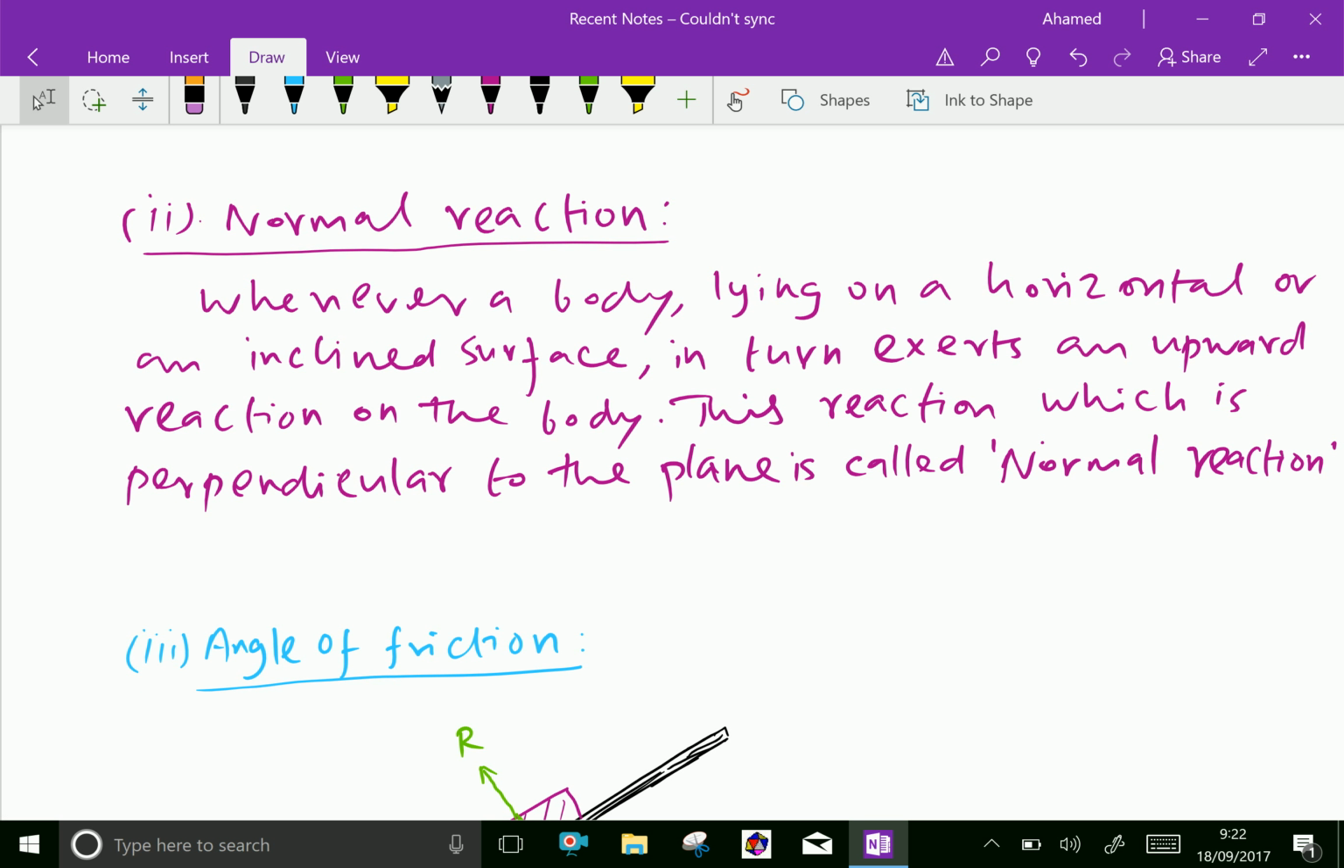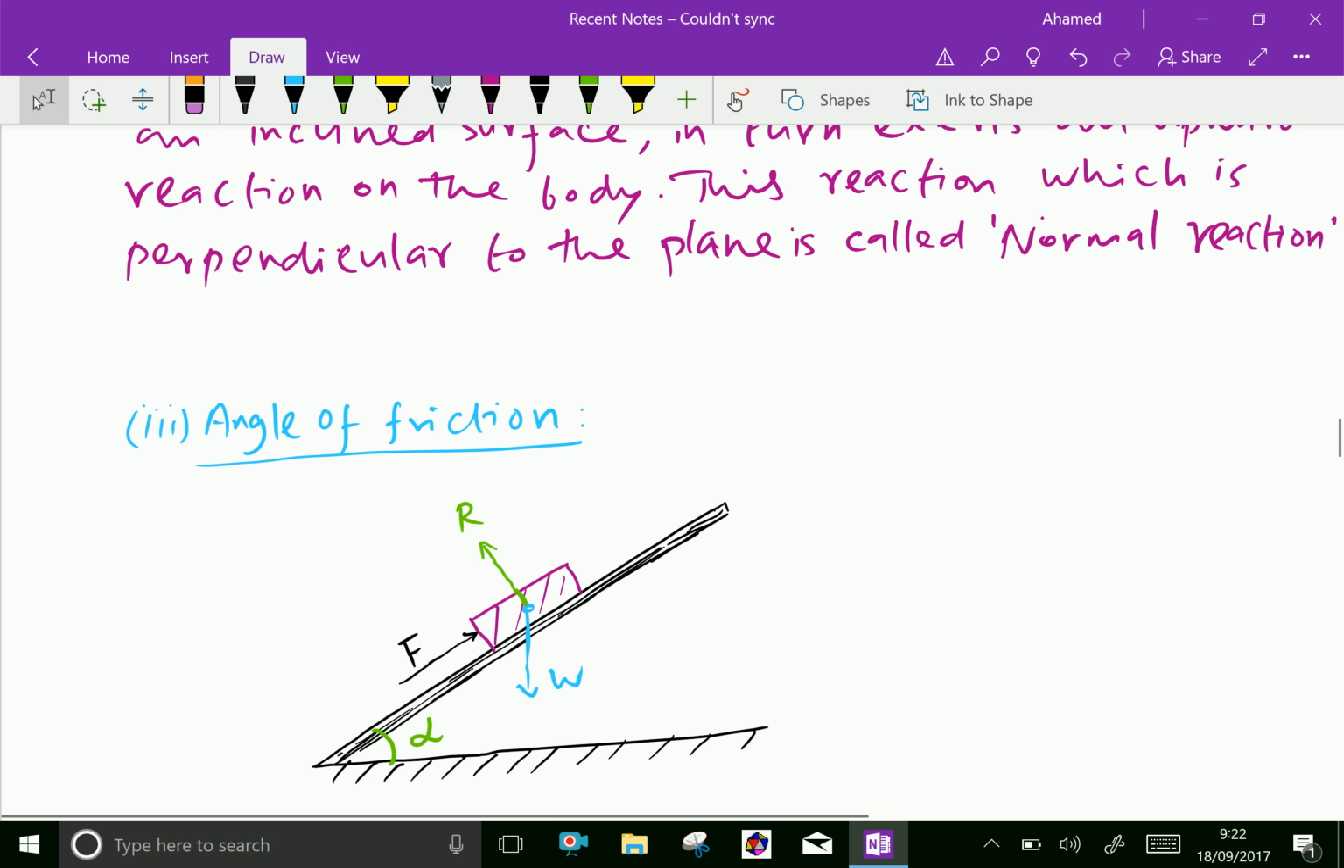Next one, normal reaction. Whenever a body lying on a horizontal or an inclined surface in turn exerts a downward force, the surface exerts an upward reaction on the body. This reaction, which is perpendicular to the plane, is called normal reaction.